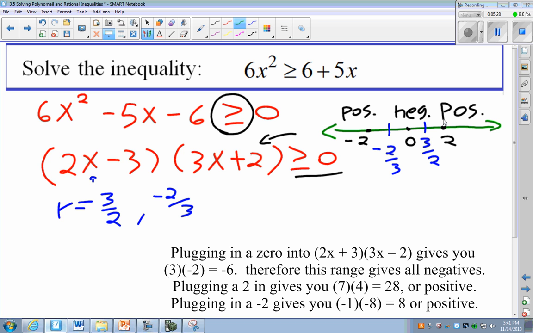So right here from this range, from here to -2/3 into 3/2 all the way out to positive infinity. And now we can write that in interval notation as -infinity to -2 or 3/2 to infinity.